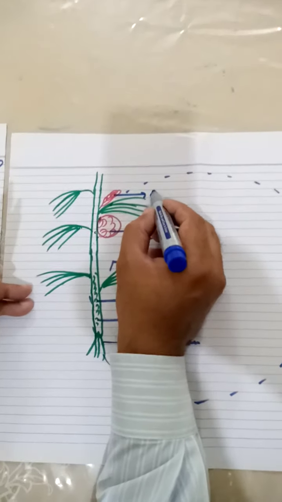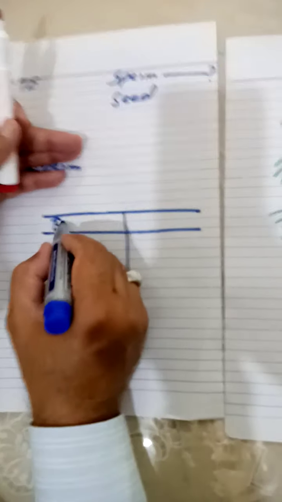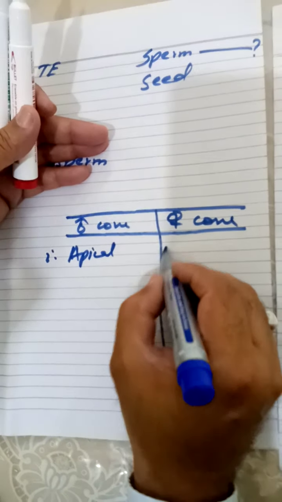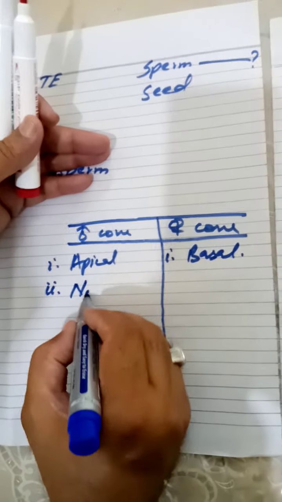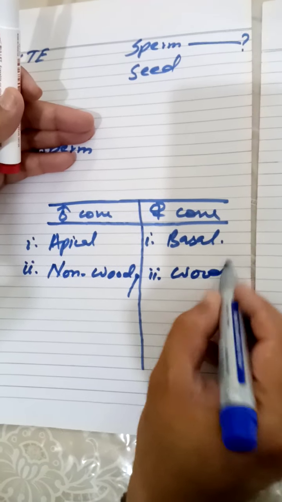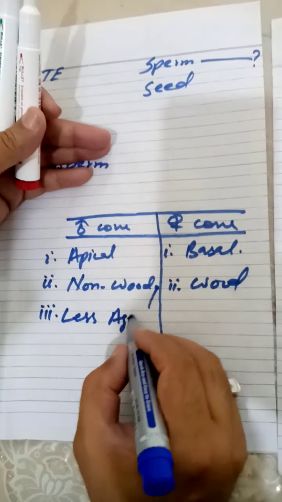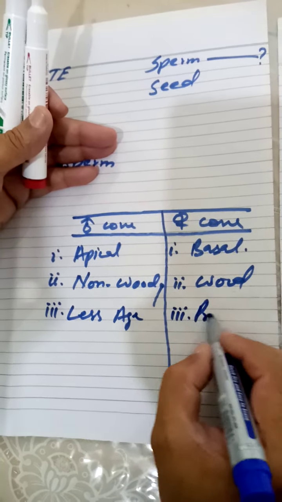The male cone and the female cone have some differences, like this one. Male cone, female cone. The male cone is apical, terminal. Most of the female cones are basal. The male cone is non-woody. The female cone is woody. The male cone's age is short. The female cone's age is prolonged.